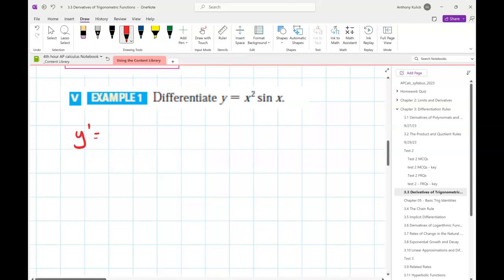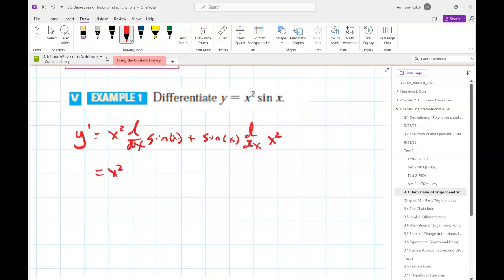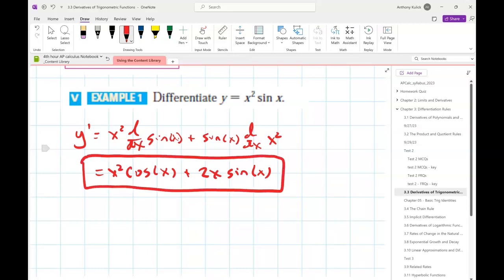So our derivative is going to be x squared times the derivative of sine x plus sine x times the derivative of x squared. What's the derivative of sine x? Cosine x. And the derivative of x squared? 2x. I'm going to put the 2x out front because it feels like the more natural place to put it. Can I do anything more? Nope. That would be my final answer. What do you guys think? No big deal there, right?